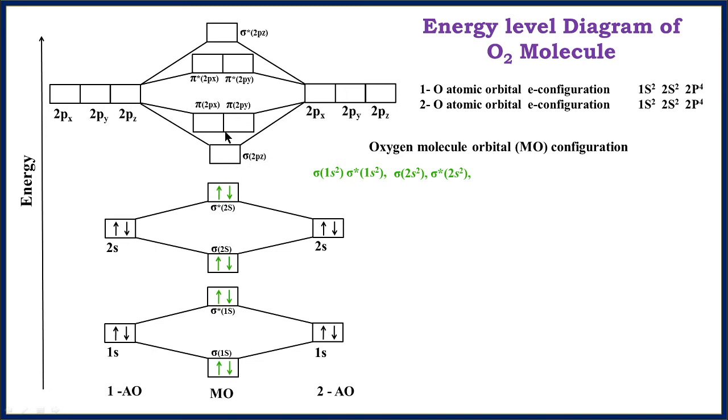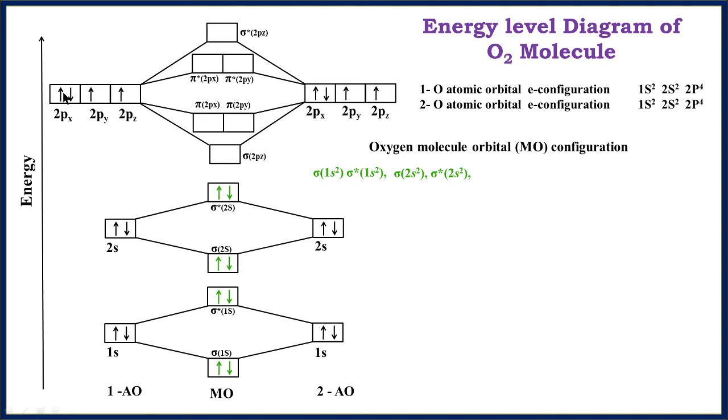They are sigma 2pz, pi 2px, pi 2py. These three are called bonding molecular orbitals, which have lower energy compared to the atomic orbitals. Next, pi star 2px, pi star 2py, sigma star 2pz. These three molecular orbitals have higher energy compared to the atomic orbitals, so they are called anti-bonding molecular orbitals. Here we can observe one thing: if the 6 atomic orbitals overlap, they form 6 molecular orbitals. Out of 6, 3 are bonding molecular orbitals and 3 are anti-bonding molecular orbitals. We already know the electronic configuration in these atomic orbitals.